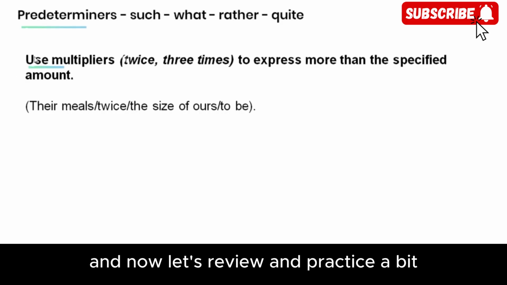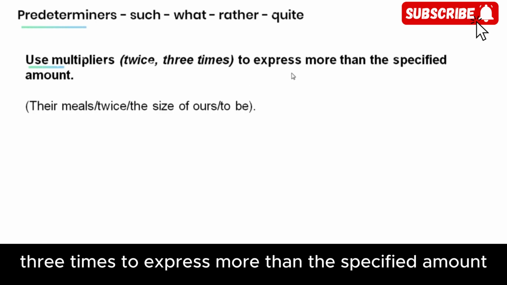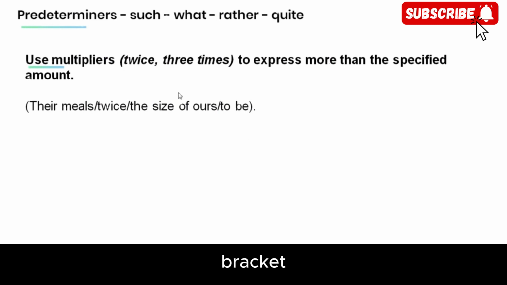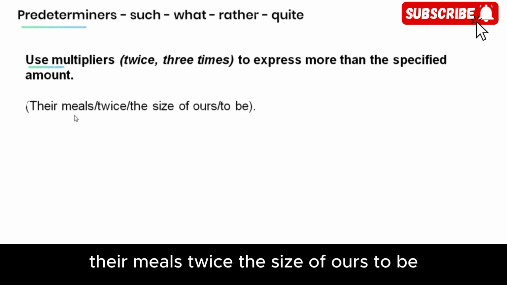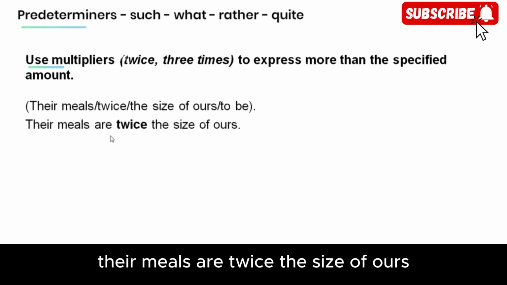And now, let's review and practice a bit. Remember that we use multipliers such as twice, 3 times to express more than the specified amount. Now, create a sentence using the words in the following bracket. Their meals twice the size of ours to be. Their meals are twice the size of ours.